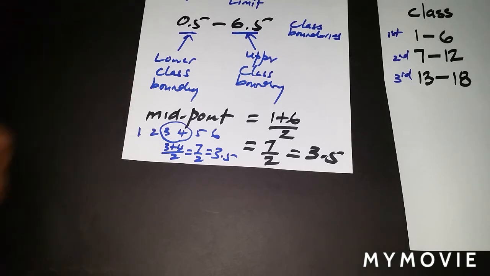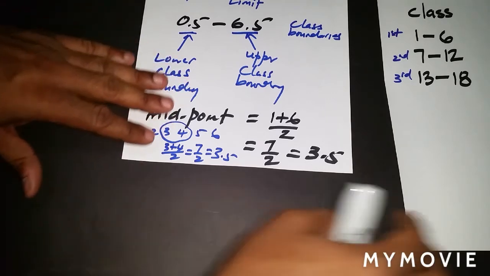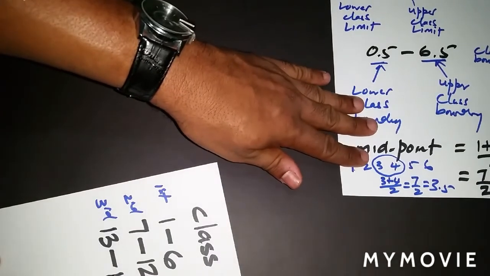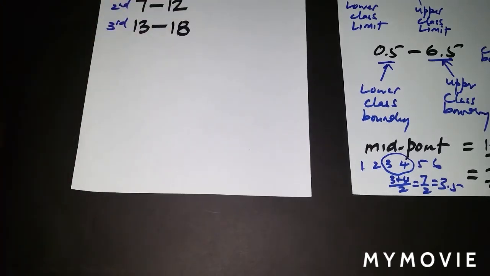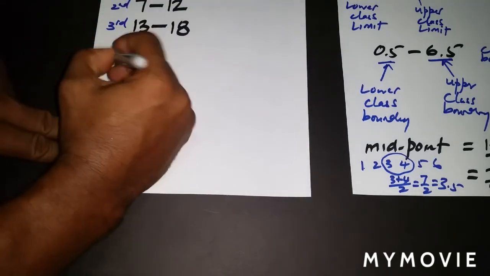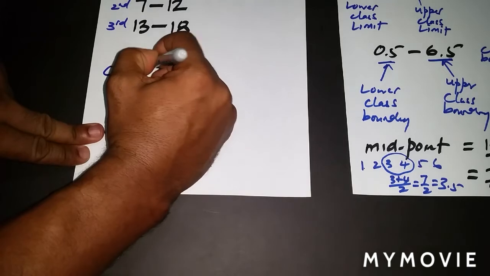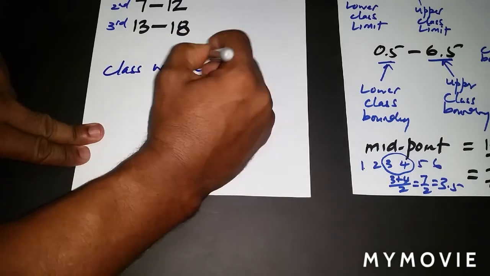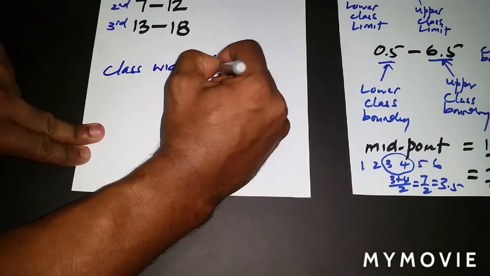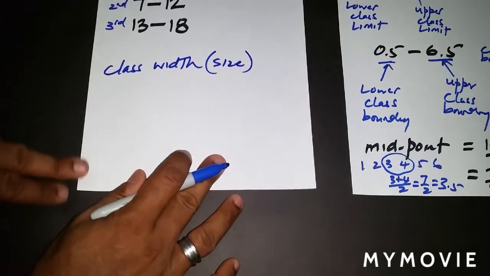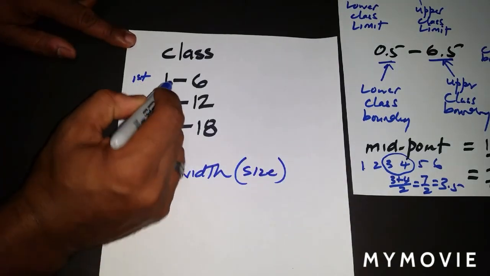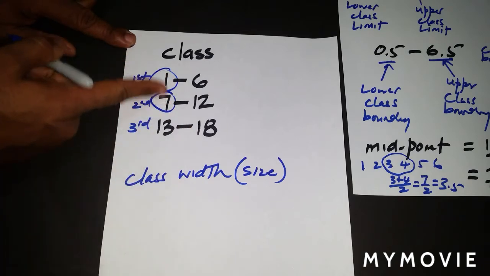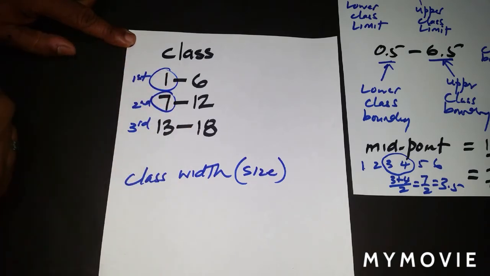And of course, the next thing that we need to talk about, I'm just going to do it on the sheet. I'll put this over here just for speed. The class width or class size. And that's pretty easy. So class width, which is also called class size. Remember, to easily do that, just find the difference between those two numbers and you're going to get the class width.